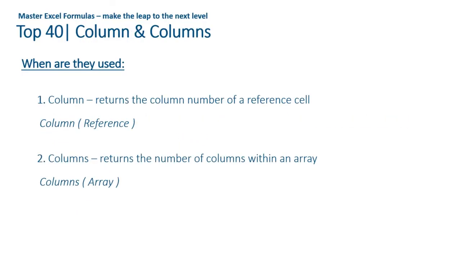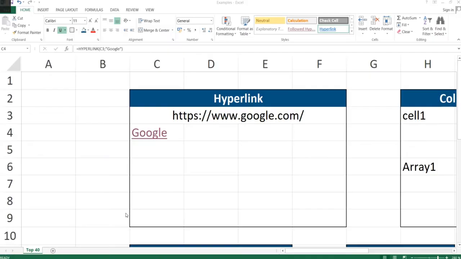the next two formulas that we have are column and columns. So column will return the column number of the reference cell, but it is going to start the counting from the very first column, which obviously is going to be column A. Whereas the columns formula returns the number of columns within a specific array. So I'll show you what I mean by that as well. Let me just go to the spreadsheet again.